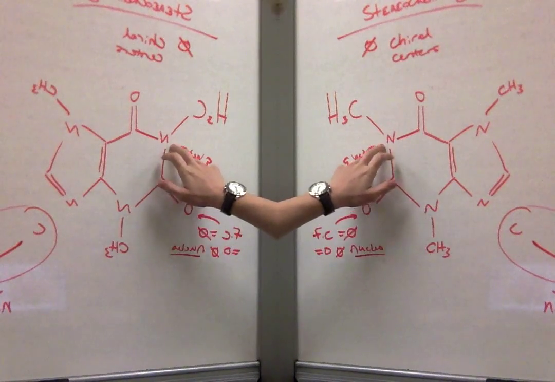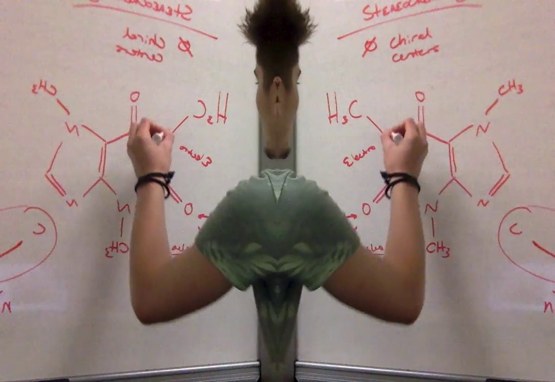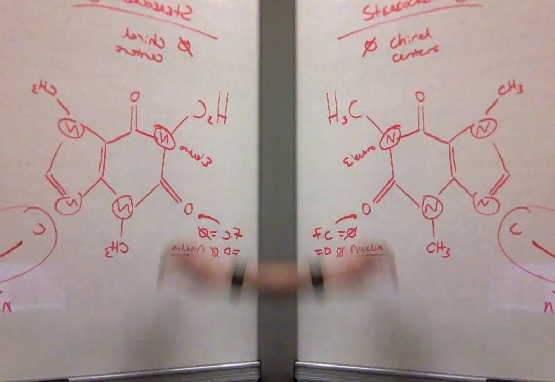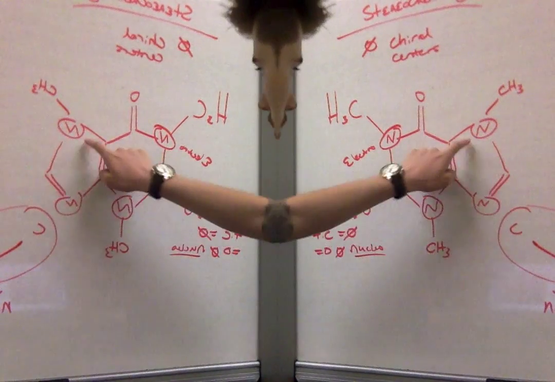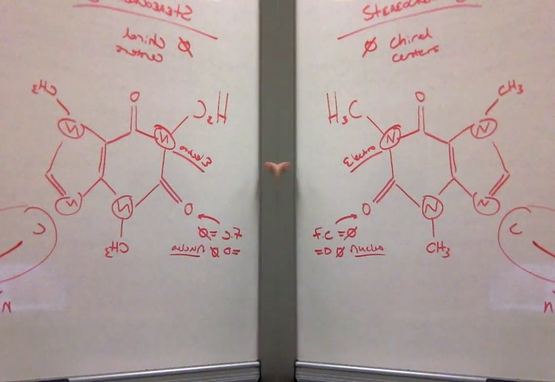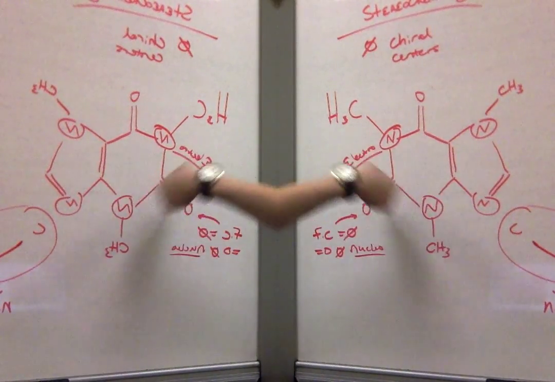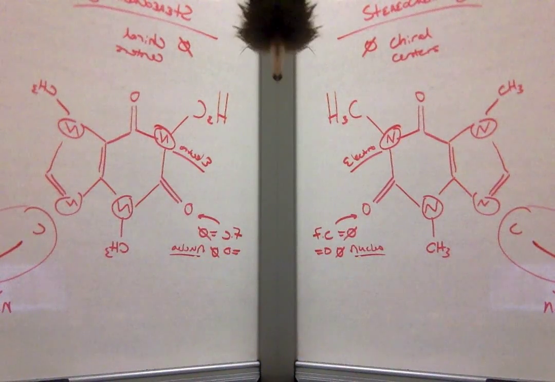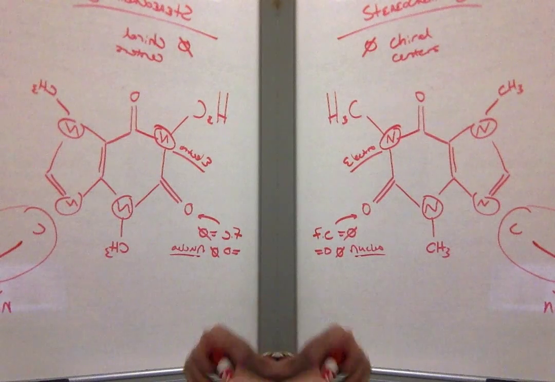And these nitrogens here, this nitrogen, all have a partial positive charge. And so these, therefore, are electrophiles. And these are the electrophilic sites on this caffeine molecule. However, there are no nucleophilic sites on this caffeine molecule.